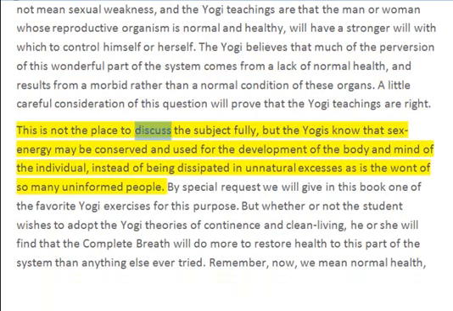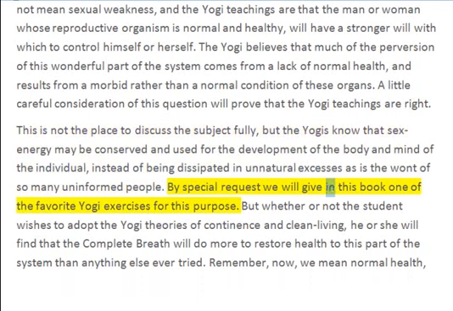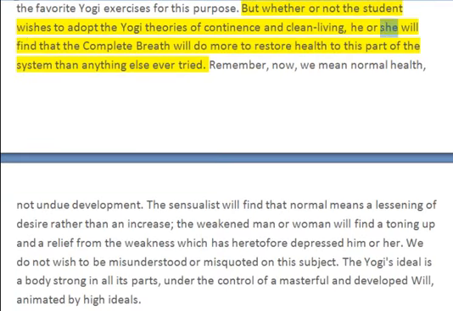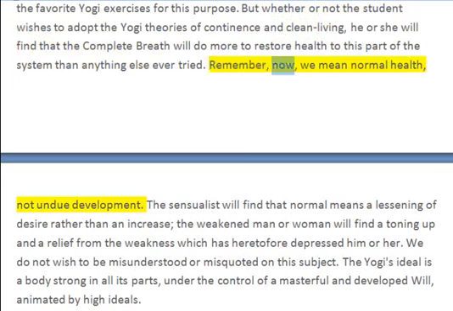This is not the place to discuss the subject fully, but the yogis know that sex energy may be conserved and used for the development of the body and mind of the individual, instead of being dissipated in unnatural excesses as is the wont of so many uninformed people. By special request we will give in this book one of the favorite yogi exercises for this purpose. But whether or not the student wishes to adopt the yogi theories of continence and clean living, he or she will find that the complete breath will do more to restore health to this part of the system than anything else ever tried. Remember, now, we mean normal health, not undue development.